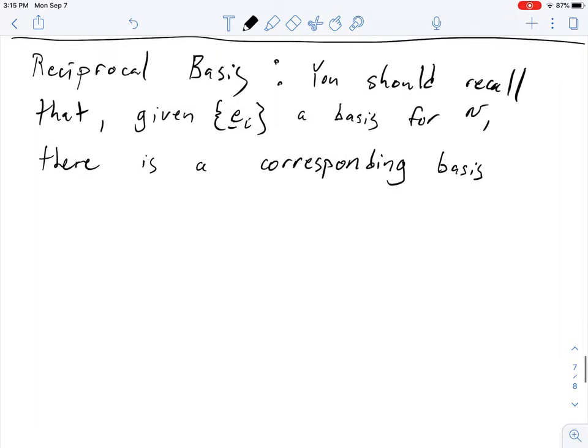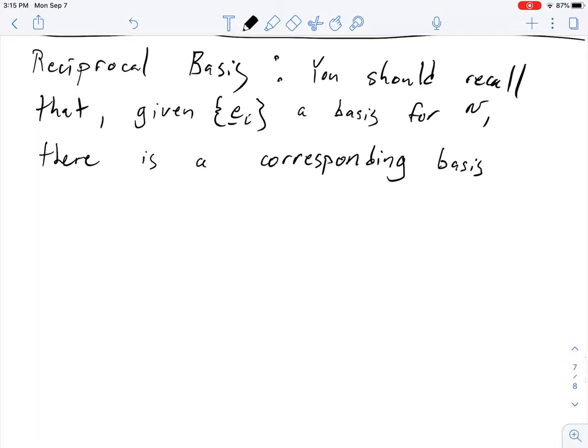And this stuff here, I think chapter 13 of the textbook also does some good coverage of, so it'd be good to flip ahead and look at that. So there's a corresponding basis, E superscript i, for the dual space.